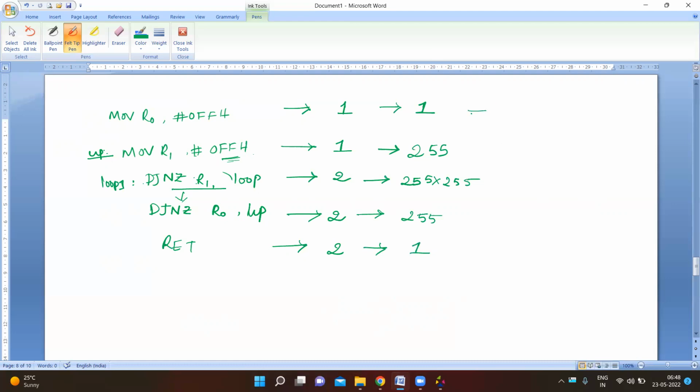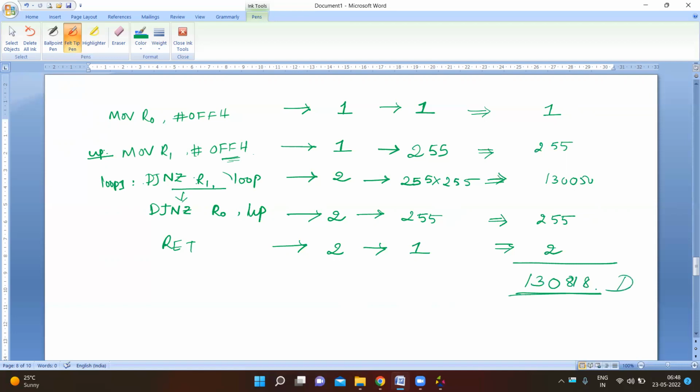So the total number of machine cycles required is 1 multiplied by how many times it executes. For this one, 1 machine cycle is required. Here 255 machine cycles are required, and here 255 into 255, which is 130050. This many machine cycles are required to complete this particular instruction in the given program. Here are 255 machine cycles. Here 2 machine cycles are required. The total machine cycles are 130818. This is a decimal value.